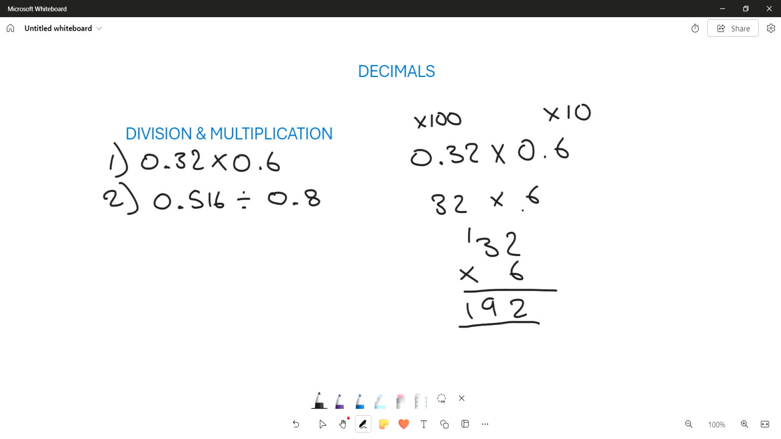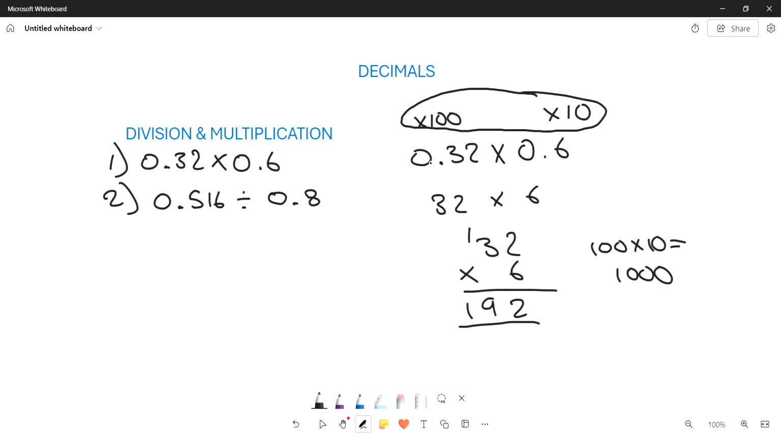In order to do that, we need to divide 192 by the total multiplier that we had at the start. Right? Which is 100 times 10, which is 1000. So to get our answer to the original question, we must divide the answer here by 1000. And 192 divided by 1000 is 0.192, and that will be our final answer.